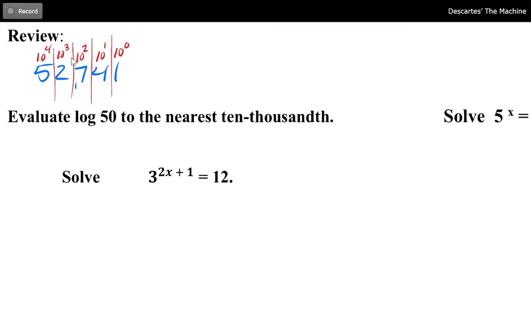A common logarithm is simply a logarithm that is base 10. So remember, a logarithm asks what's the exponent on a base that gives a power, and if you're dealing with common logarithms, it would be base 10.